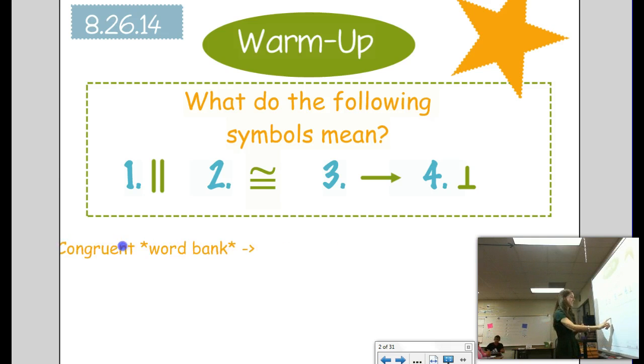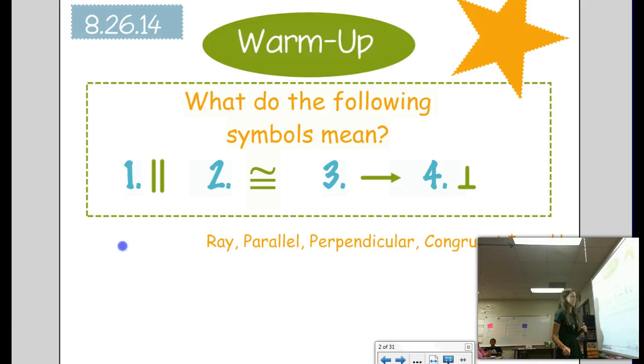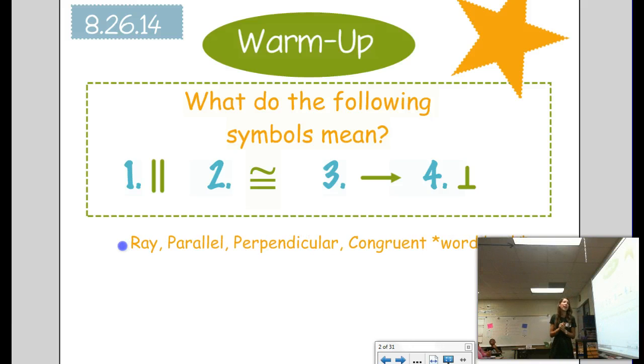Okay. So let's get ourselves a word bank here. There we go. Here's your choices. Ray, parallel, perpendicular, congruent. And those are your 4 choices. So see if you can match those up.